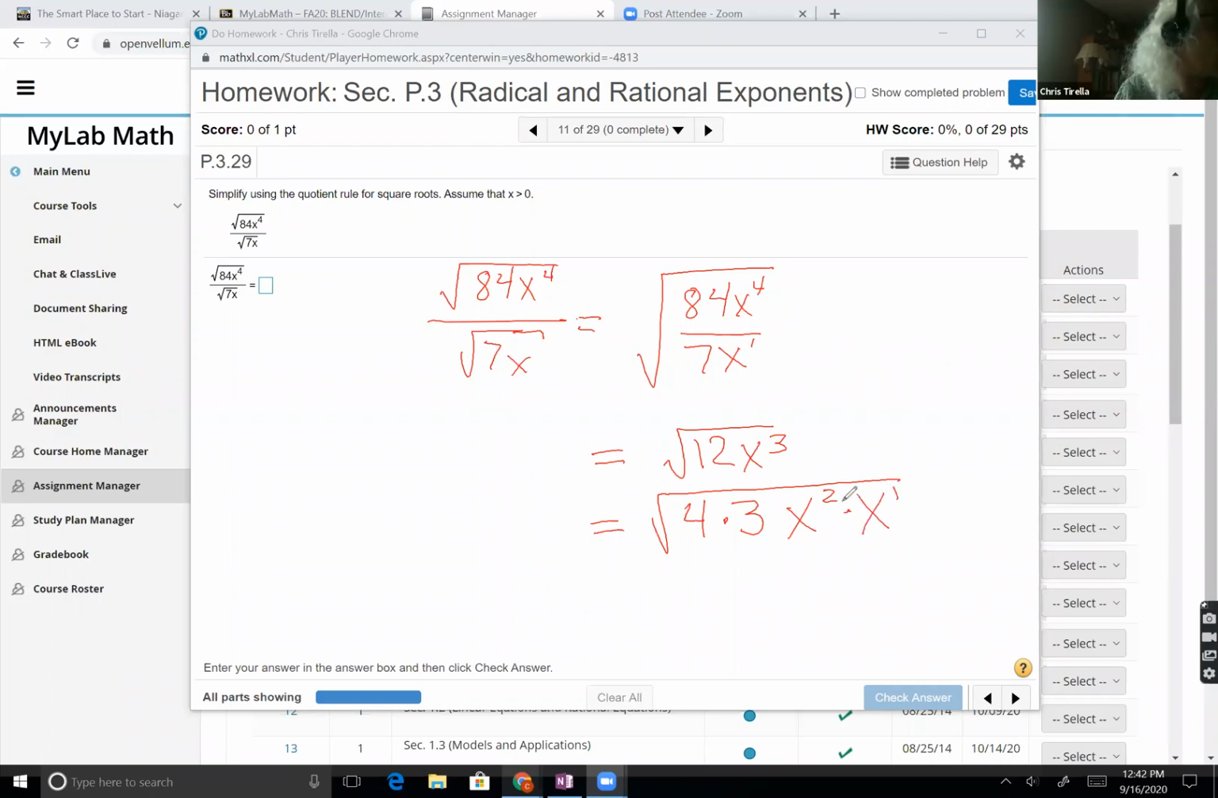I believe last class we had said that with something like that, we could take out one factor. So now I can take the square root of 4, I can take the square root of x squared, but that 3 and that x to the 1st have to stay in. So my final answer is 2x times the square root of 3x. Okay or no?